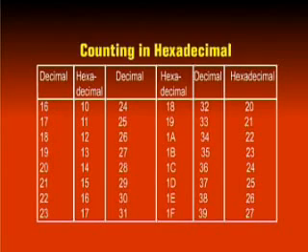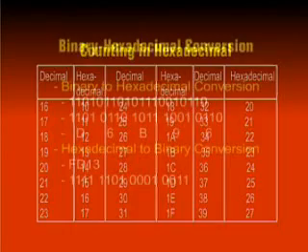To represent decimal number 32, the hexadecimal number used is 20. So for the next 16 decimal values starting from 32, the hexadecimal equivalent value would be a 2-digit number, the most significant digit being a 2 and the least significant digit varying from 0 to F.